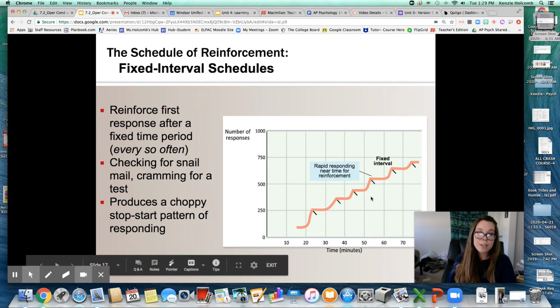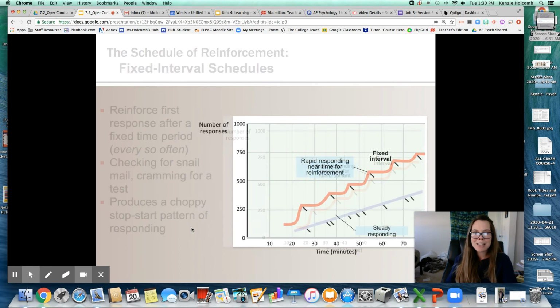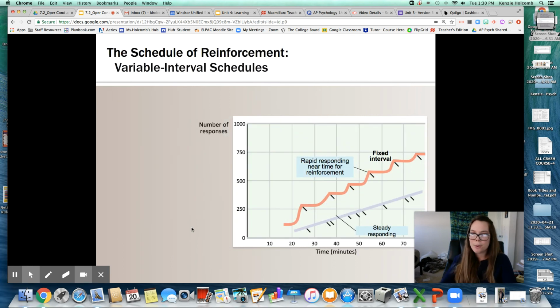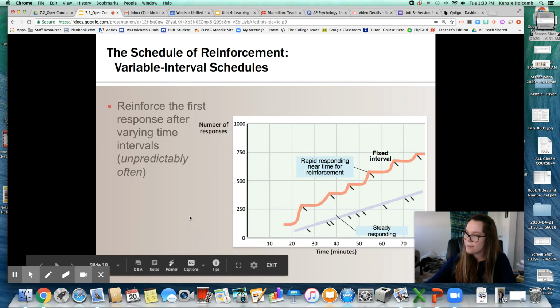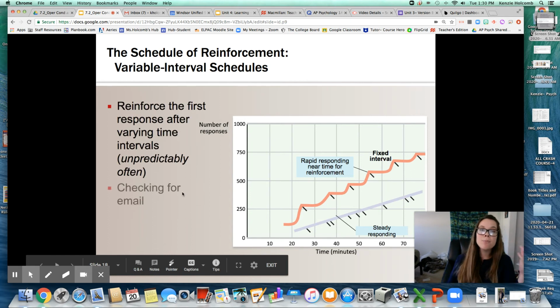And even though over time it's still successful, it's not as quick, right? It produces a choppy stop and start pattern. So again, cramming is not for everyone, right, my people? And last but not least is variable interval schedule.